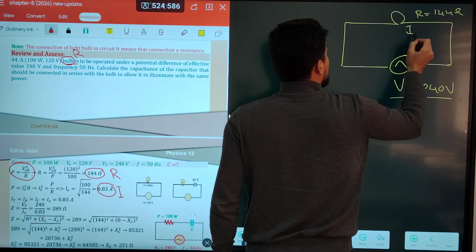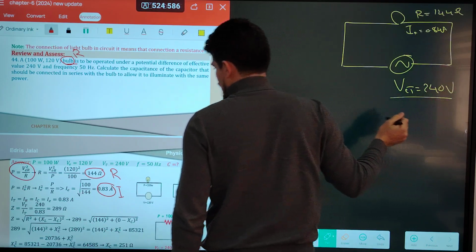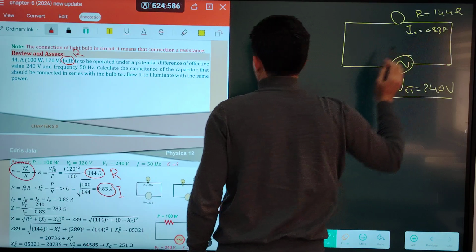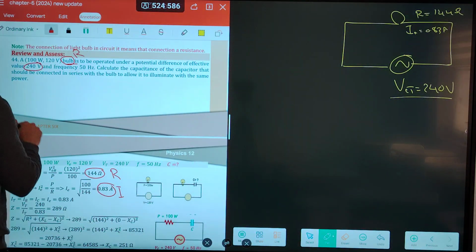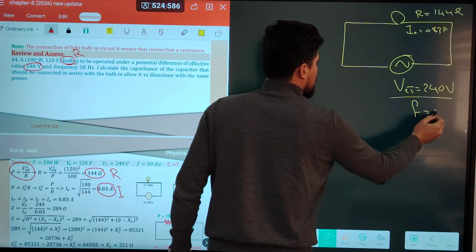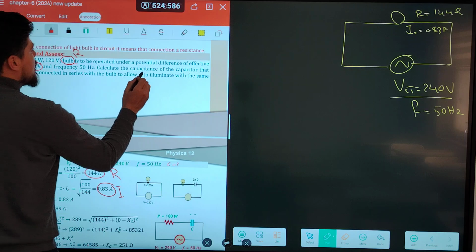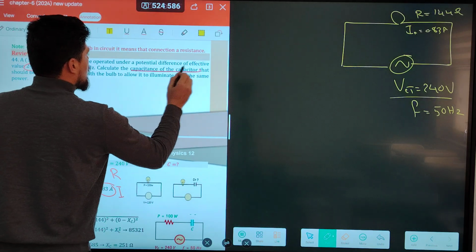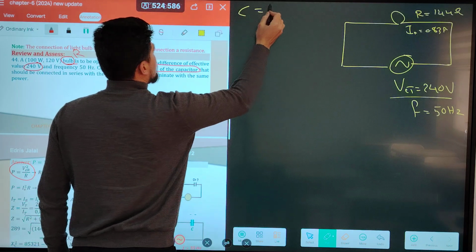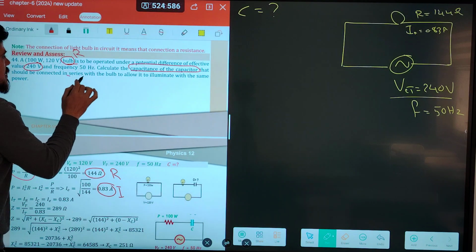Do we have the current across the resistance? We didn't have it, but we found 0.83 ampere. V effective total of the source is 240 volt, and the frequency is 50 hertz. Calculate the capacitance of the capacitor. What is unknown? The capacitance of the capacitor, C. C is unknown. That should be connected in series connection.